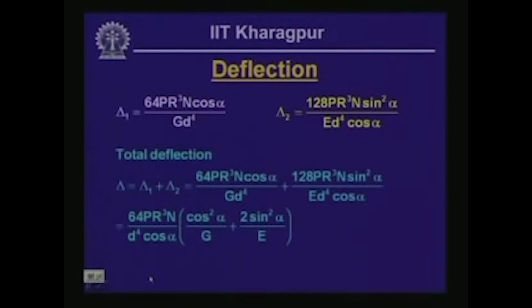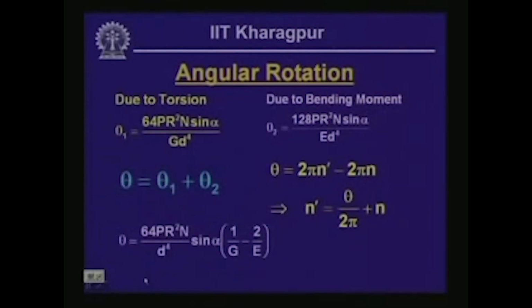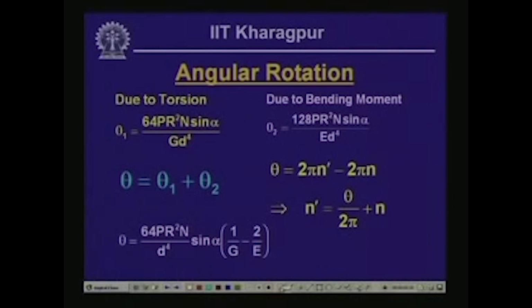Well, now because of this load, not only will the spring undergo a deflection. If we hold this particular spring and the load is applied, it will be subjected to a deflection, and it will also undergo angular rotation. If it is held at this position and you apply this load, it will undergo angular rotation. So, we need to find out the angular rotation.